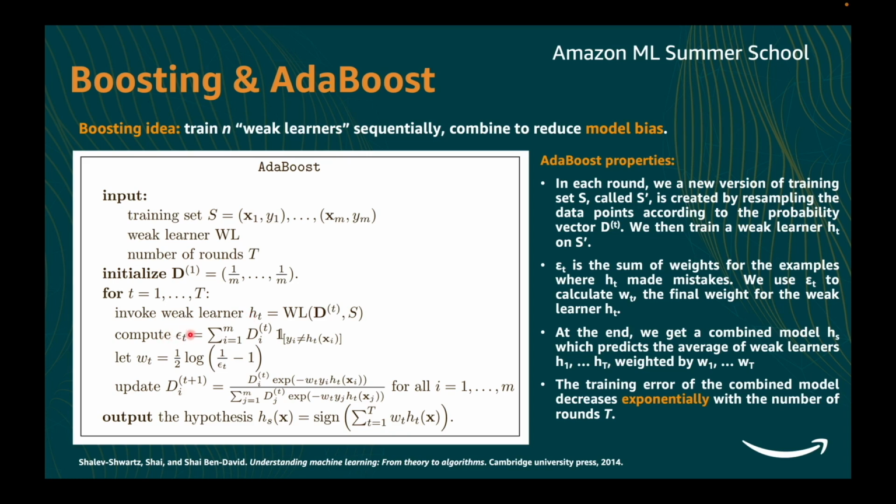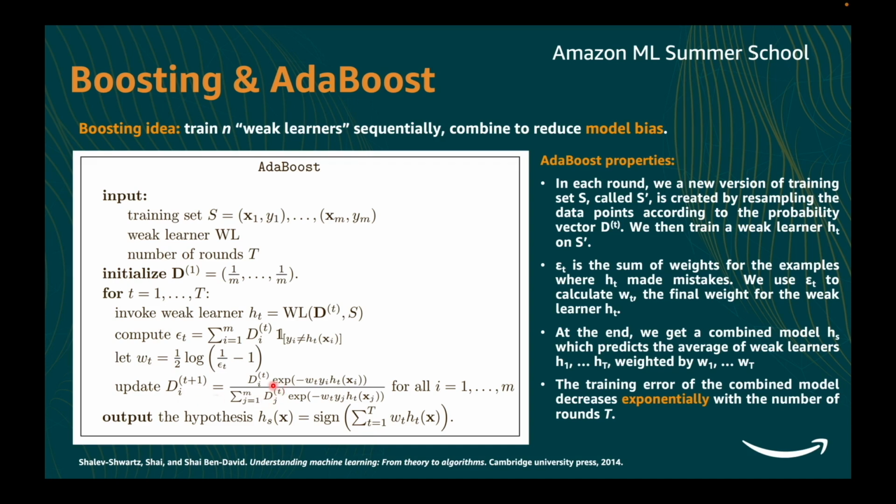Now once you've got this error term, you use that to calculate the weight of your classifier h t, which is calculated using this formula. So that is w t, the weight of the classifier in the final combined model, right? Then the final step in the AdaBoost procedure is that you update the probability scores for each example in the dataset, right? And you update it as follows.